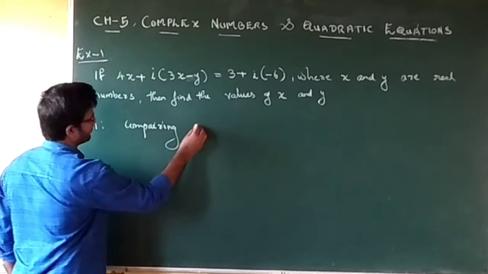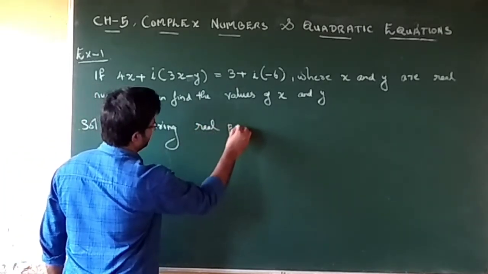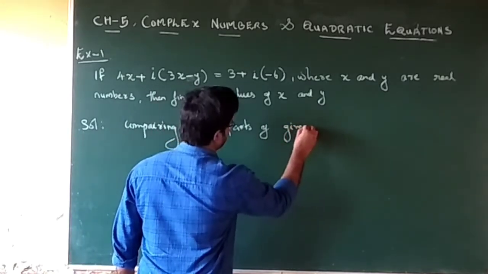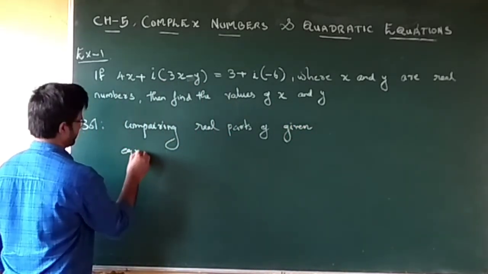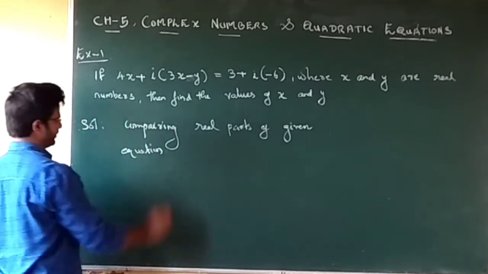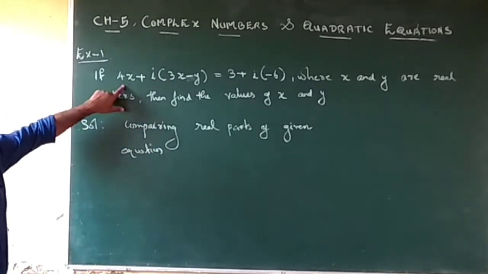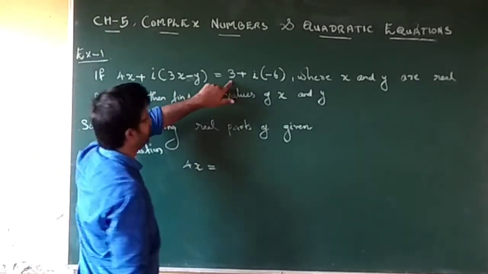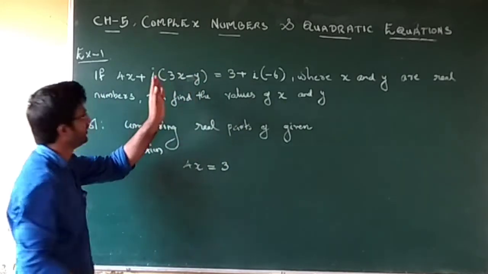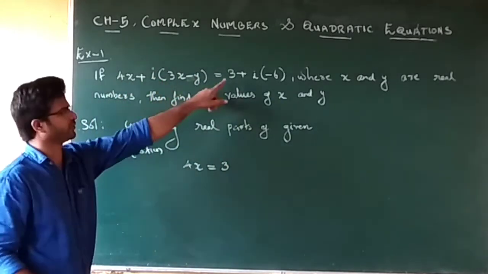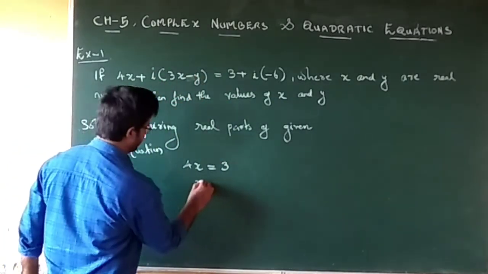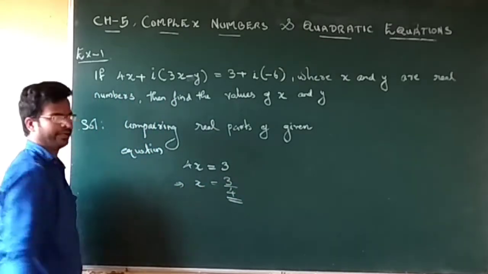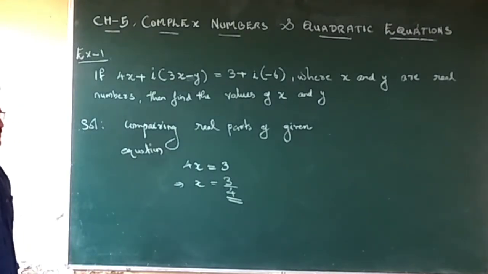Comparing real parts of the given equation. Here, the left side real part is 4x, equal to the right side real part, 3. Real part means without i. Here no i, here also no i. Then x equal to 3 divided by 4, bringing 4 to the right side. We got the x value. Then for the y value, what will we do?